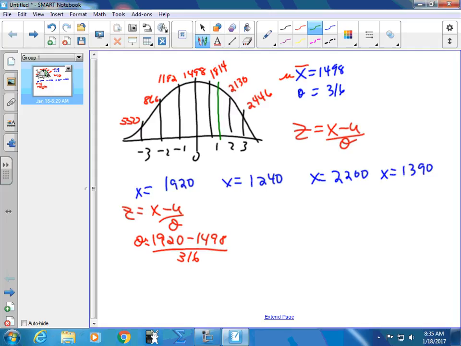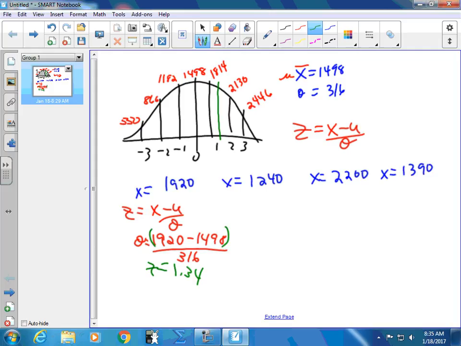And be careful when you put it in your calculator. If you use your fraction key, you're good. Otherwise, you need parentheses around the numerator. If you put it in with the divide, you need the parentheses. So this z-score is 1.34. Oh, 1.35. Rondé was really, really close.